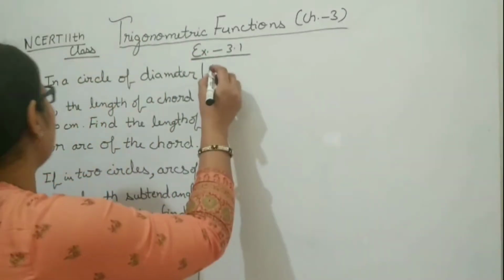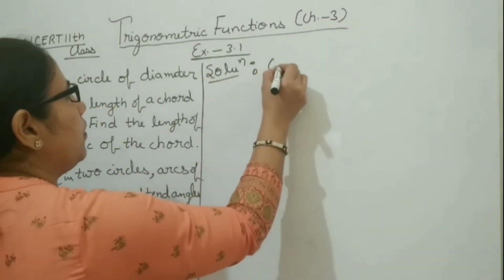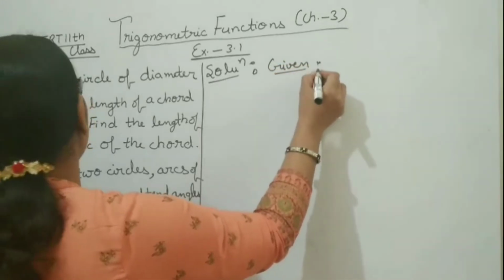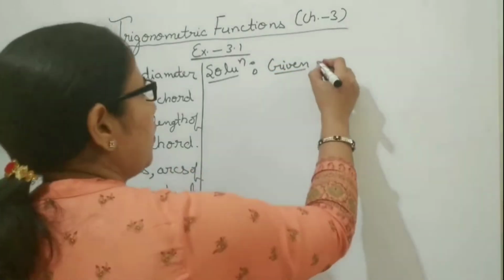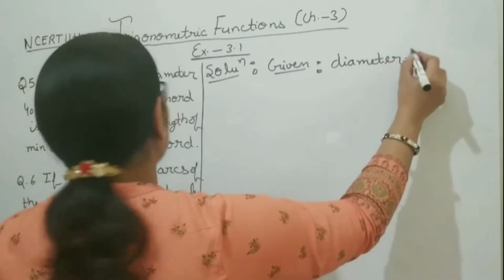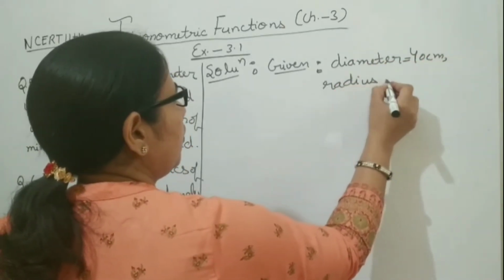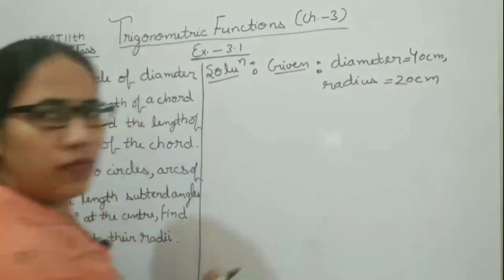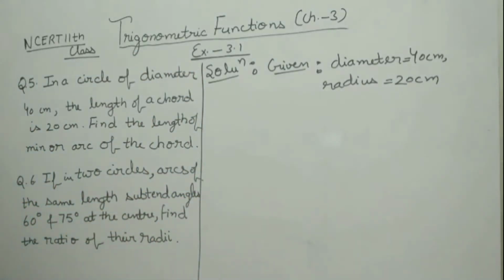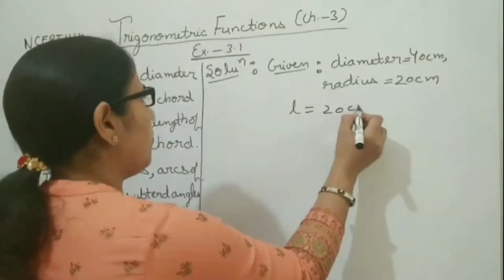So first write down what is given in the question. Given is, in a circle of diameter, the diameter is given as 40 centimeter. So radius will be 20 centimeter. Clear? Then again, the length of a chord is 20 centimeter, means L is given as 20 centimeter.